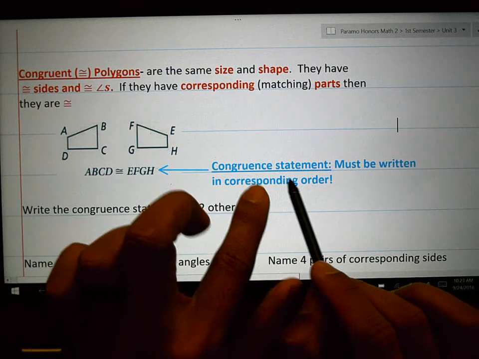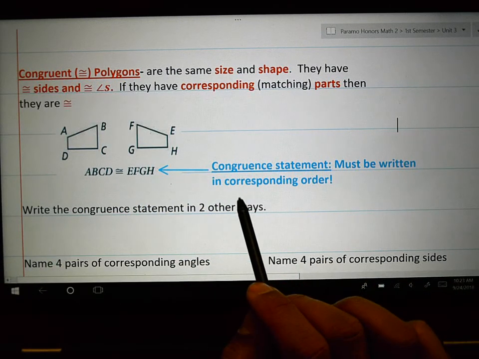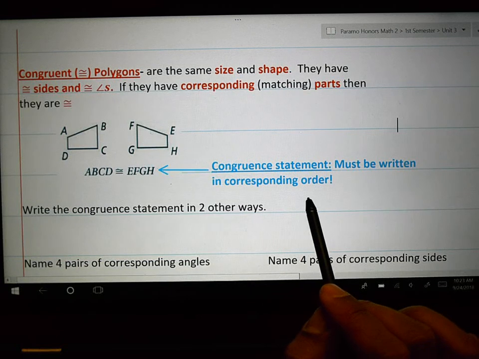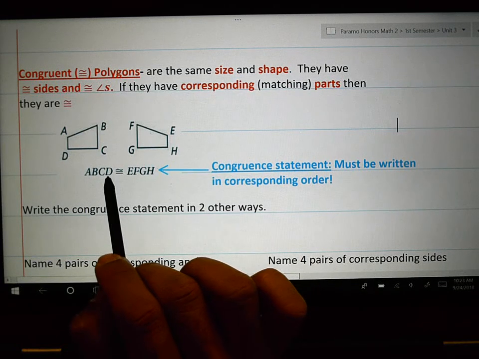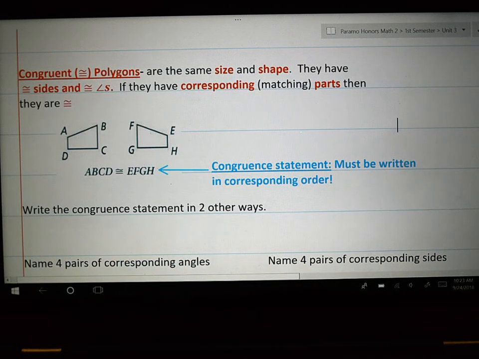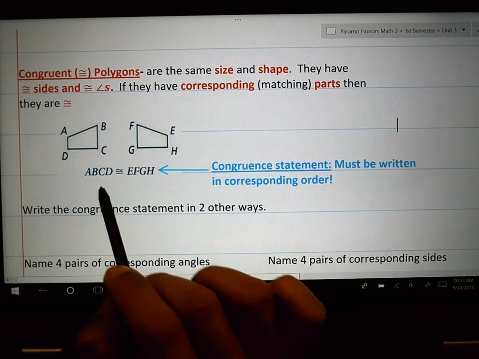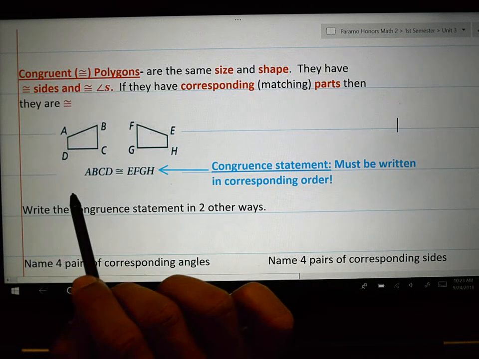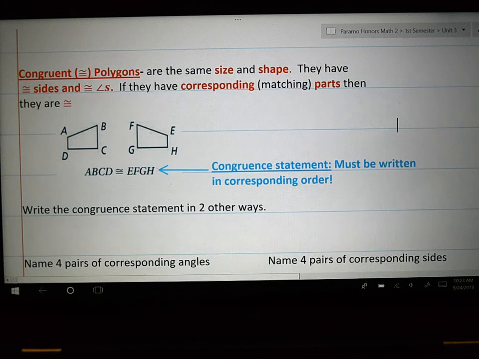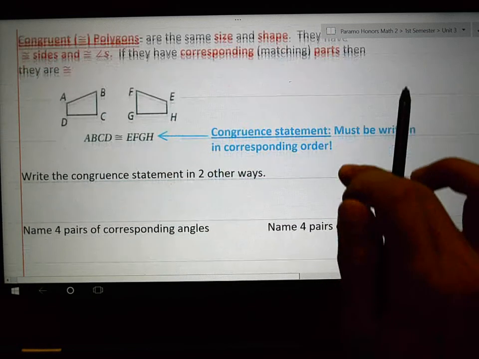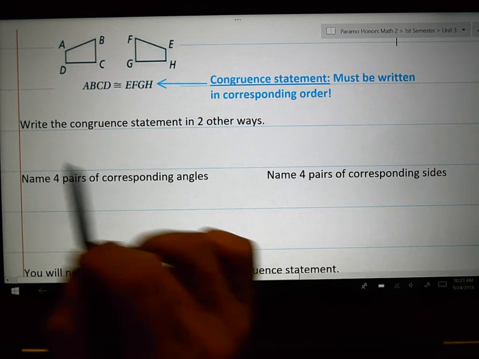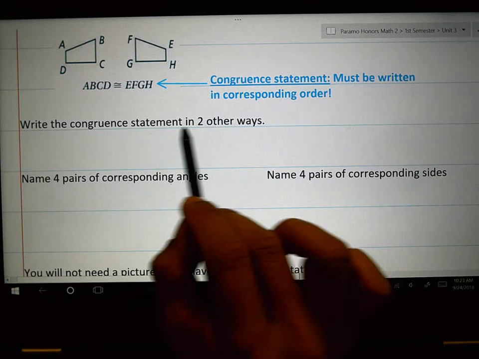The congruent statement is written in something called corresponding order, meaning the parts match. Angle D matches up with angle H. It has to be written that way, but it doesn't always have to start in alphabetical order. You can write it in any way you want. So the very first problem that I have for you is to write the congruent statement in two other ways.